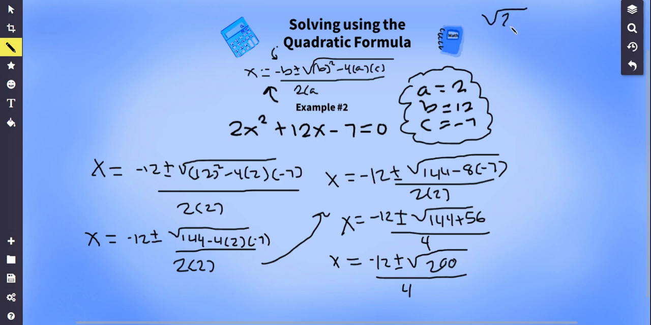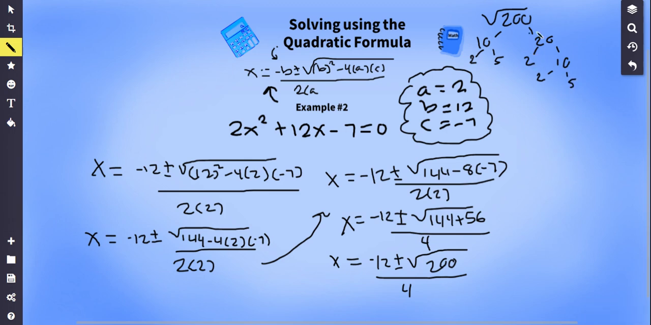So 200. I like to sometimes use bigger numbers so it doesn't take me as long to factor. So I can divide 200 by 10 and get 20. 10 breaks into 2 and 5. 20 breaks into 2 and 10. And then another 10 breaks into 2 and 5.